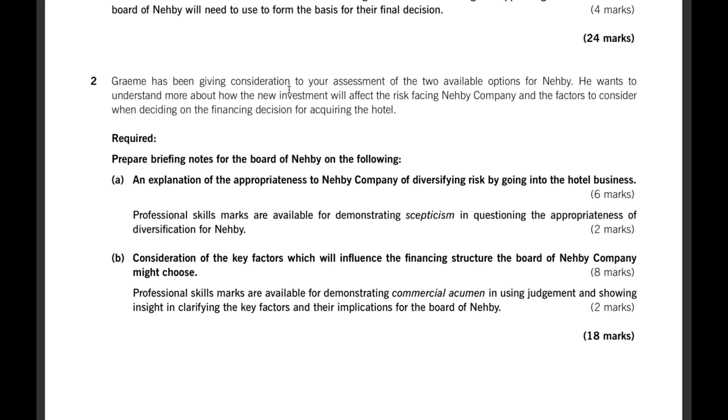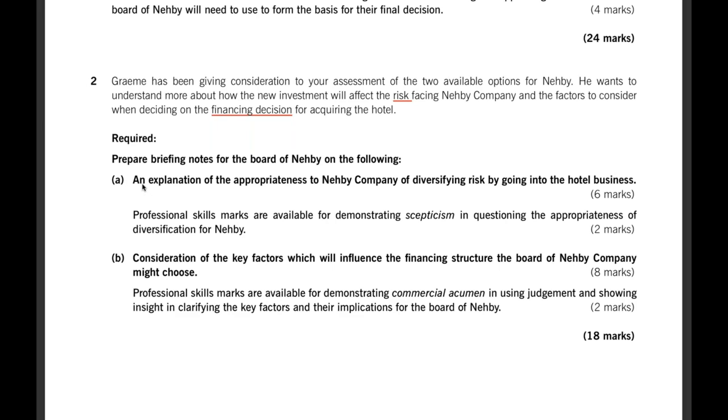Grammy has been giving consideration to your assessment of the two available options for Navy. He wants to understand more about how the new investment will affect the risk facing Navy company and the factors to consider when deciding on the financing decision for acquiring the hotel. This part we have not covered, the financing decision. So you have two parts here, preparing briefing notes, A and B.